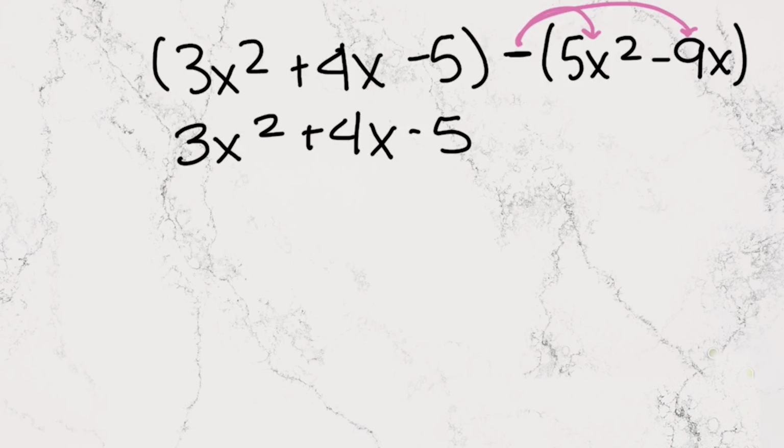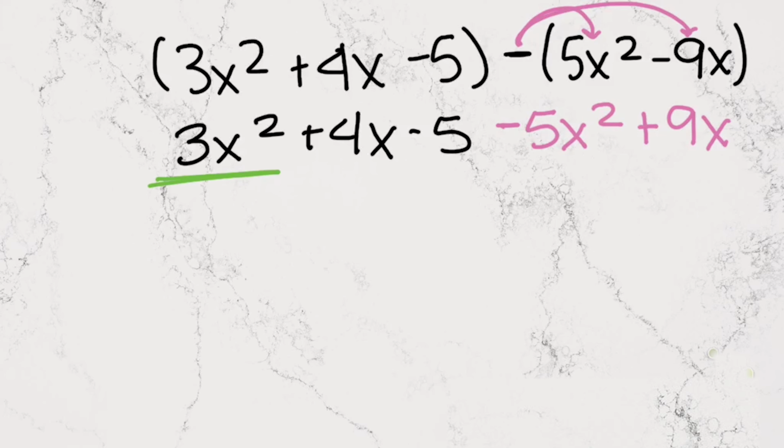But now I have a -1 times a +5x squared. It's going to get me a -5x squared. Now I have a -1 times a -9x. 2 negatives make a positive, so +9x. And just like before, we're going to combine those like terms.